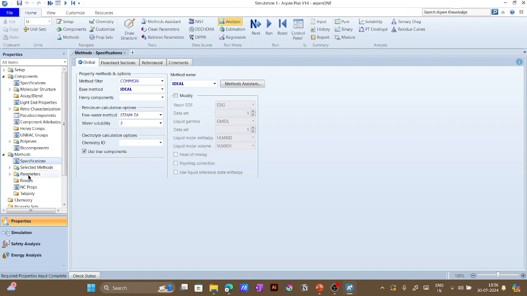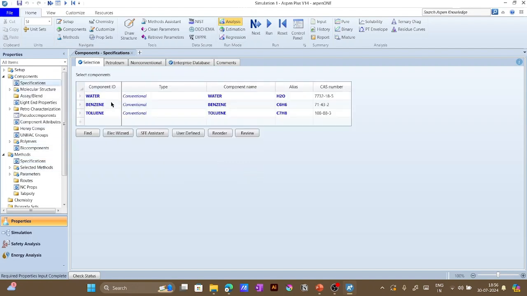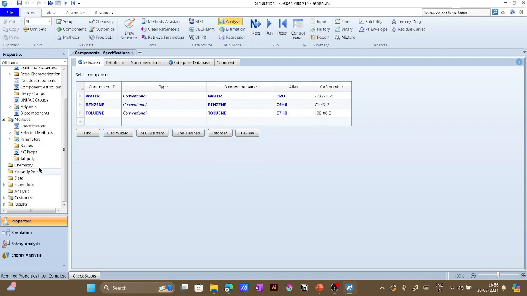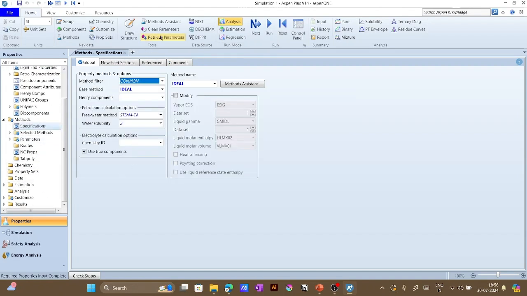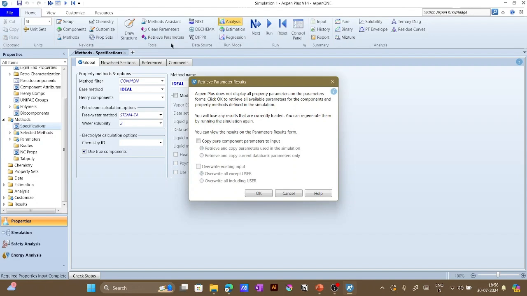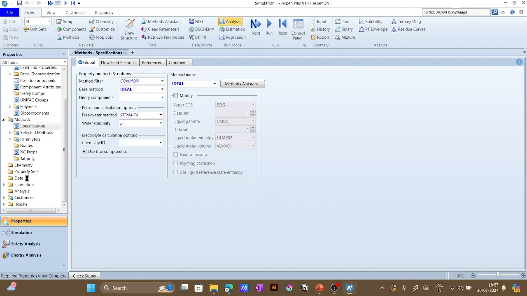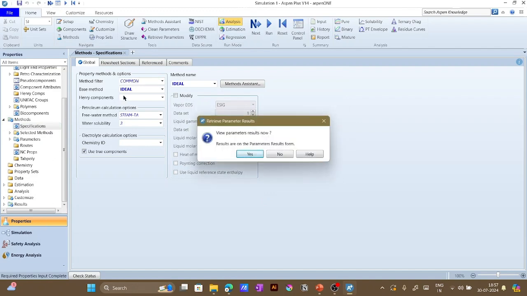Now we provided the component, and we have selected the method also. Now let's say I want to understand the various parameters for these compounds, like water, benzene and toluene. In Aspen Plus, you have this option of retrieve parameters. When you click on that, it will compute them, because Aspen Plus does not display all the property parameters on the parameter form. When we do retrieve parameters, it will compute the properties and show us the result. So it has completed and results are available.